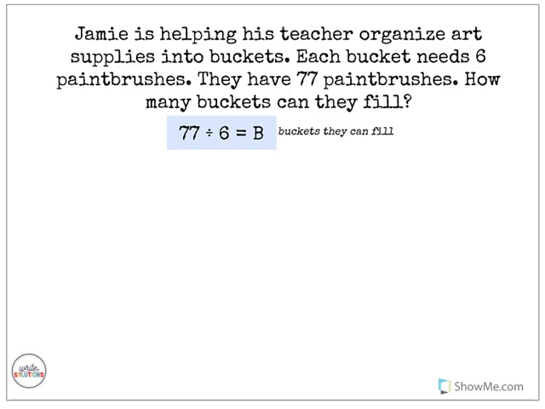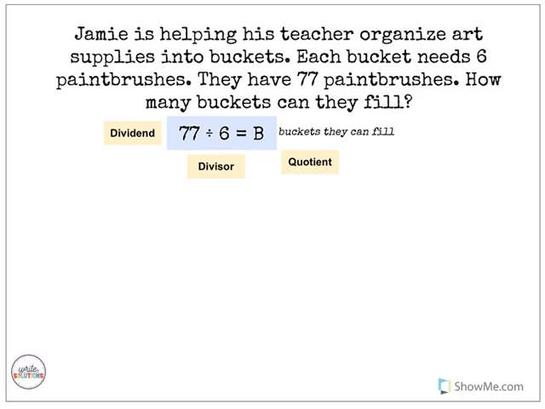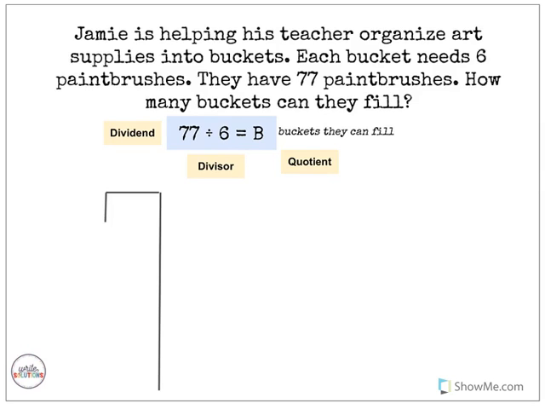The numbers are pretty small, so we certainly could grab 77 paintbrushes and figure this out. But for the sake of learning an organized recording technique, I'm going to demonstrate that for you now, and then when you have larger numbers and you really need a good way to record, you'll be an expert at this. So this is what our division symbol is going to look like. We're going to put our dividend of 77 paintbrushes here, and our divisor right here. And again, we're pulling out groups of 6.